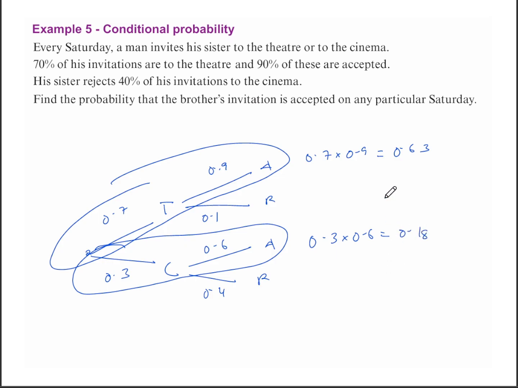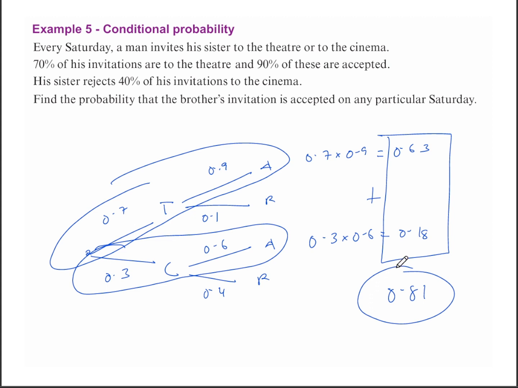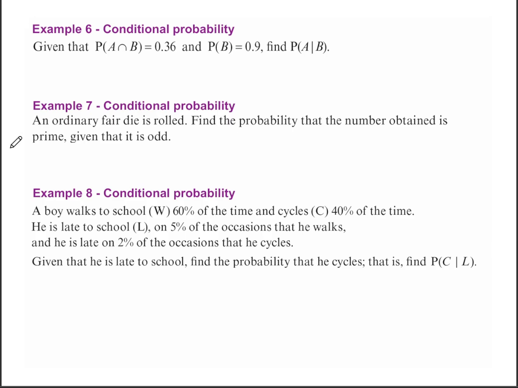So the probability of him getting accepted in total is going to be the addition of the two, because these are both events and it can be either or. When you add these two, you end up getting 0.81. That is going to be the probability that his invitation is accepted generally, whether it's a theater invitation or a cinema invitation. These are the final three examples.